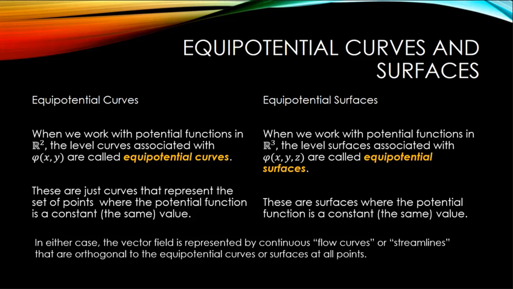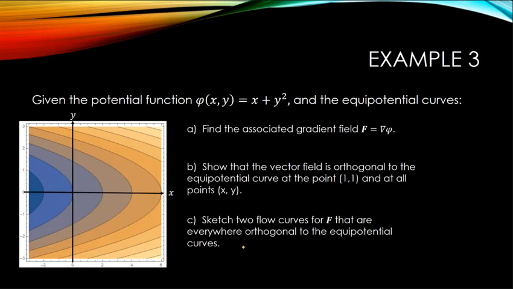In either case, R2 or R3 space, my vector field is represented by continuous flow curves or streamlines that are always orthogonal to equipotential curves or surfaces at all points. I want to show you an example of this because this is slightly different than what we've been doing.